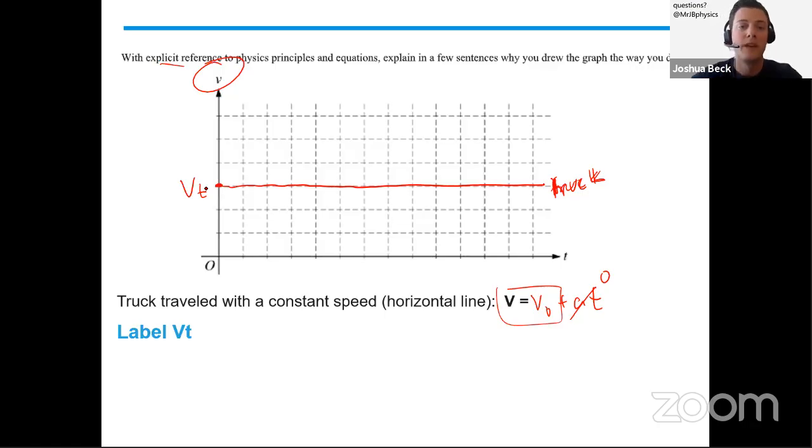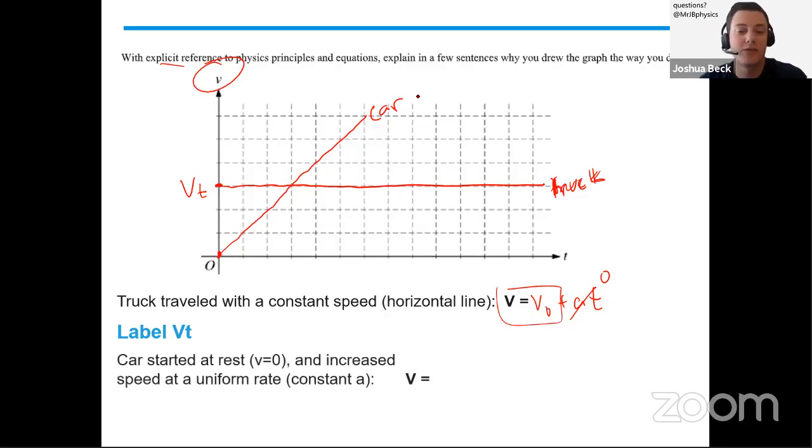Now the car is going to start out with a speed of 0, so it's going to be down here. Now that speed is going to gradually increase. It says that it was going to increase at a uniform rate, so that means that this velocity will increase at a uniform rate. Now we need to justify that line. Well, it started at rest, so that's why my V equals 0, and it increased at a uniform rate, so that means a constant A.